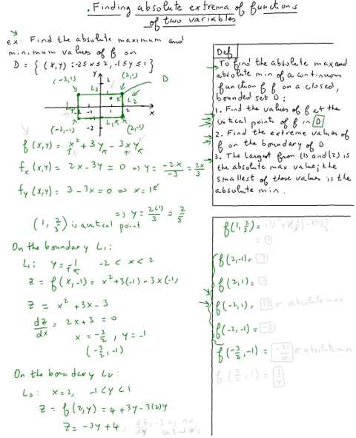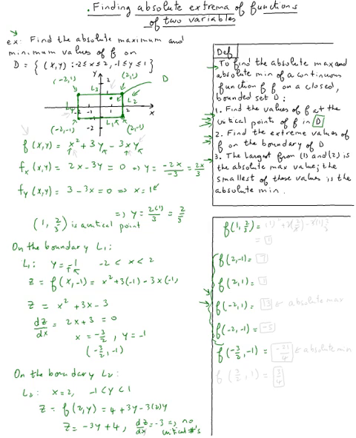Now, let me do it here. So dz/dy is equal to -3. So therefore, no critical numbers for that function. No critical numbers. So on the boundary L2, we're done. We have no potential points, no points that are candidates for absolute max or absolute min.